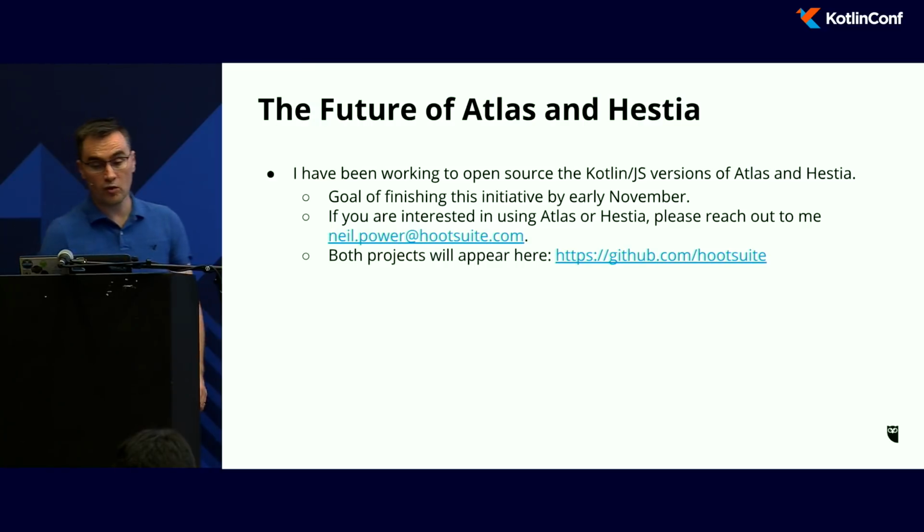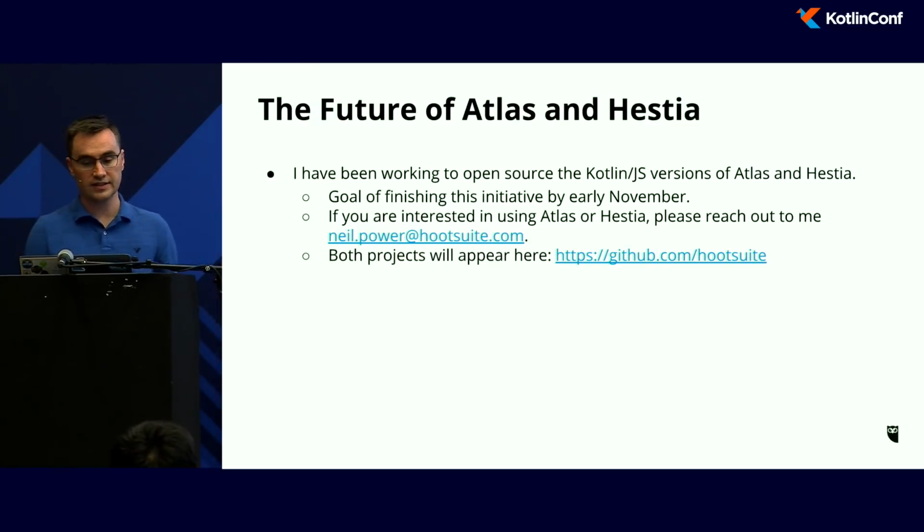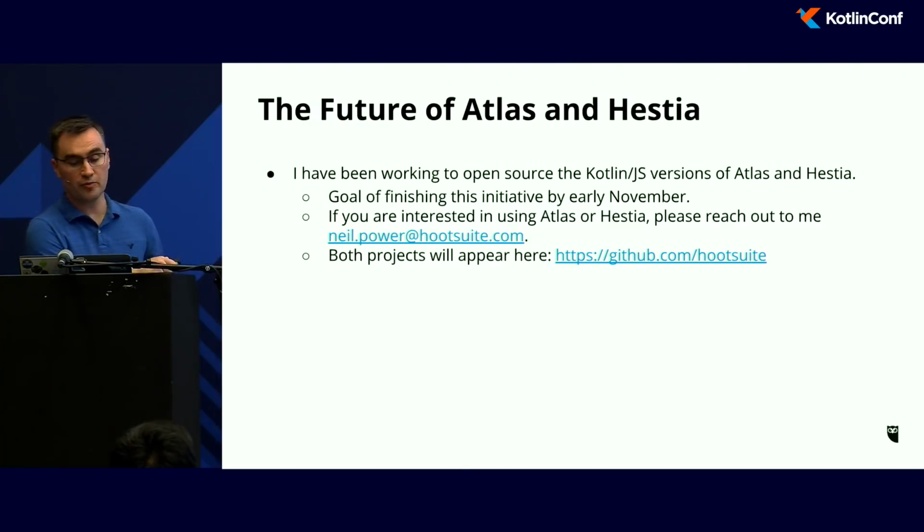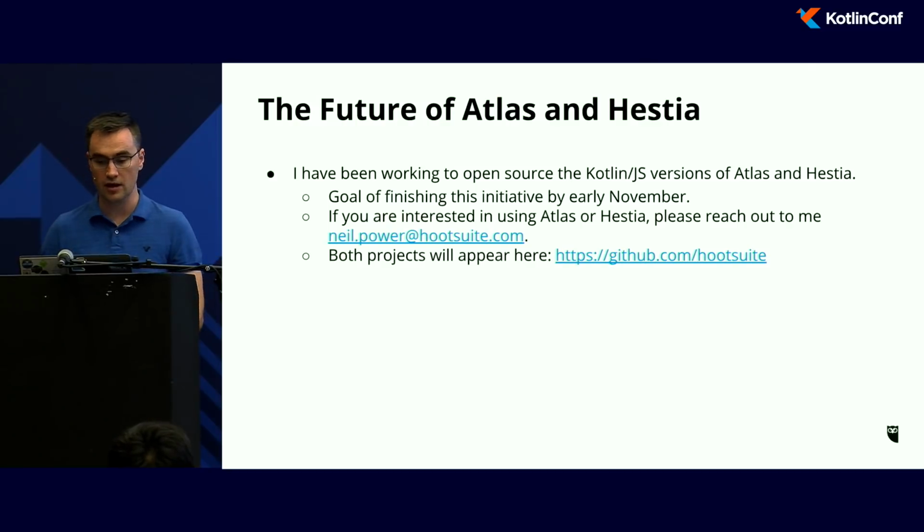So as I mentioned, I've been working to open source the Kotlin JS versions of Atlas and Hestia, something that I was hoping to have done by the time of this conference. But due to the demands of my day-to-day job, my goal is now to finish it in early November. If you're interested in using Atlas or Hestia yourself, please reach out to me by email or Twitter or anything. And both projects, when they're approved after the security review, will appear on our public github.com/Hootsuite.